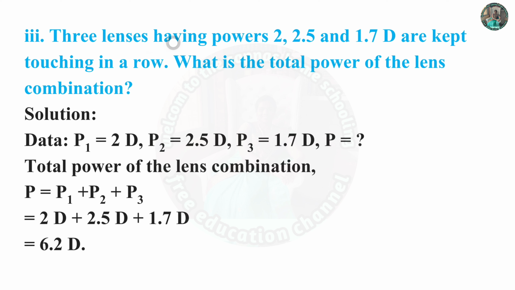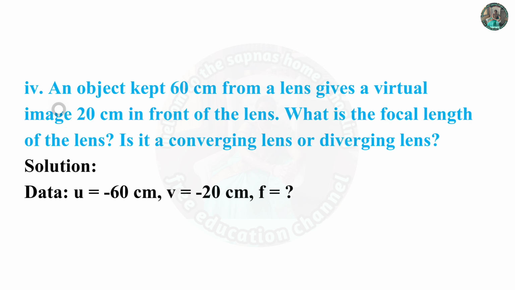Third, 3 lenses having power 2, 2.5 and 1.7D are kept touching in a row. What is the total power of the lens combination? Solution. Data. P1 is equal to 2D, P2 is equal to 2.5D, P3 is equal to 1.7D. So P is equal to what? Total power of the lens combination म्हणजेच P is equal to P1 plus P2 plus P3, म्हणजेच 2D plus 2.5D plus 1.7D म्हणजेच 6.2D.